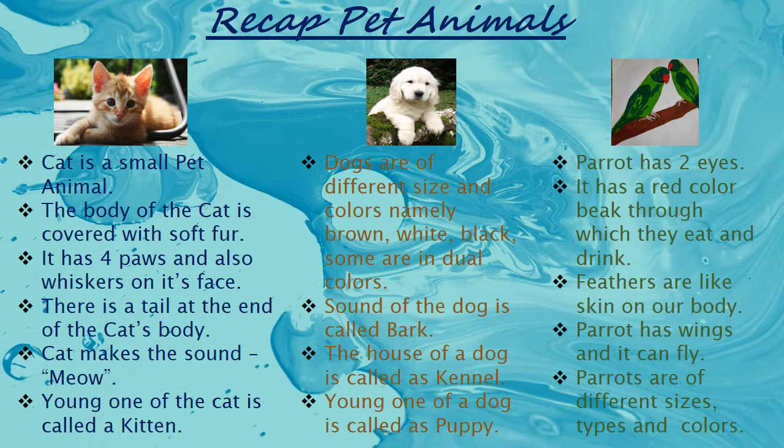Now, we have the next pet animal as parrot. Parrot has two eyes. It has a red color beak, through which they eat and drink. Feathers are like skin on our body. Parrot has wings and it can fly. Parrots are of different sizes, types and colors.